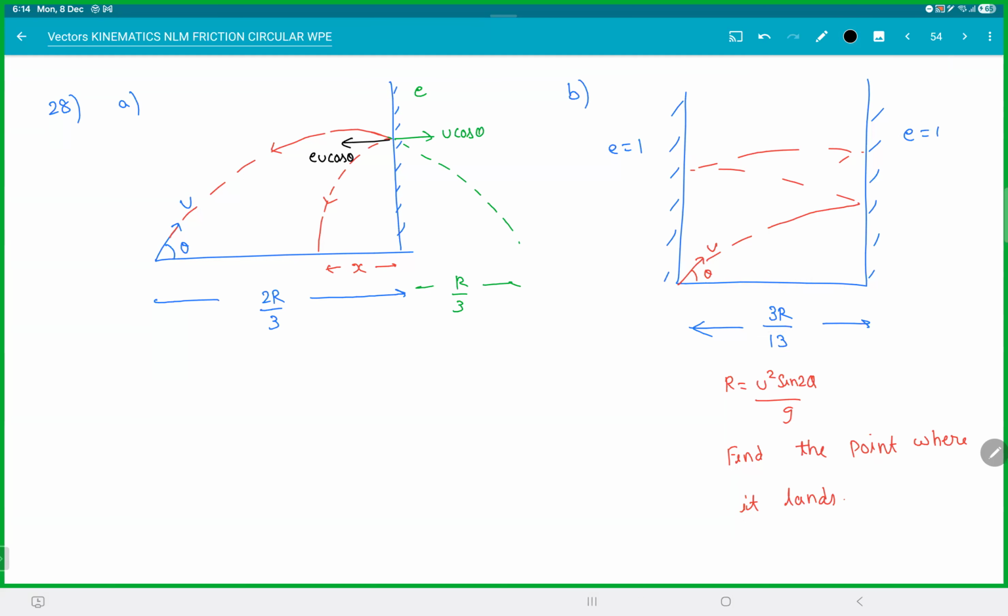Now think about this. You have two particles, both thrown from the same height, right? When you throw from a building, the range will be ux into time of flight, which is ux into root over 2h by g, proportional to ux. So both are at the same height. That means it only depends on the horizontal velocity. So for speed u cos theta, if you travel r by 3, then for speed eu cos theta, you will travel e times r by 3.